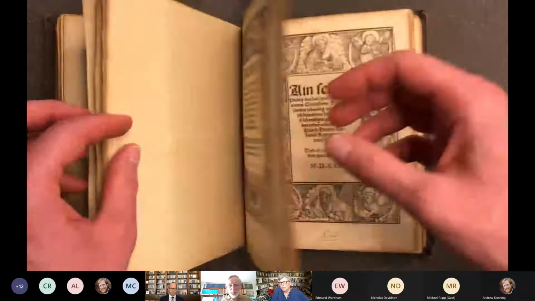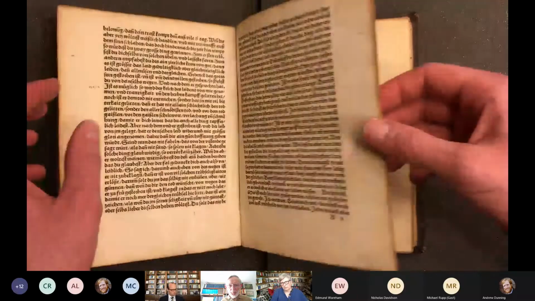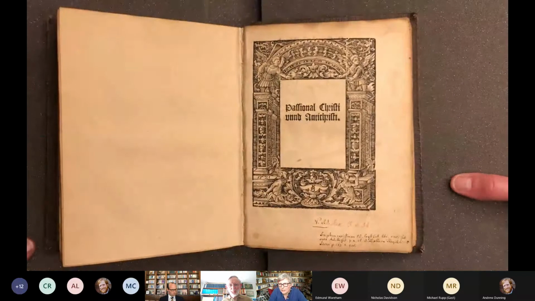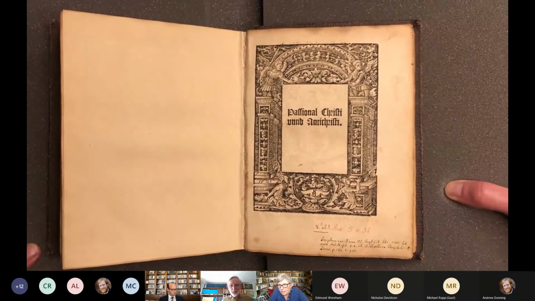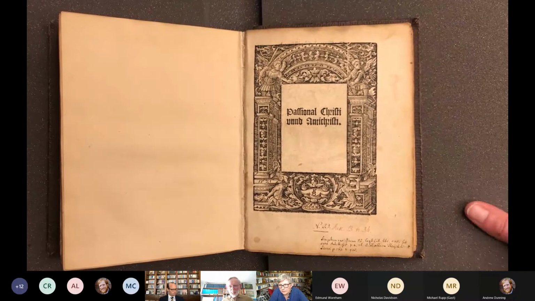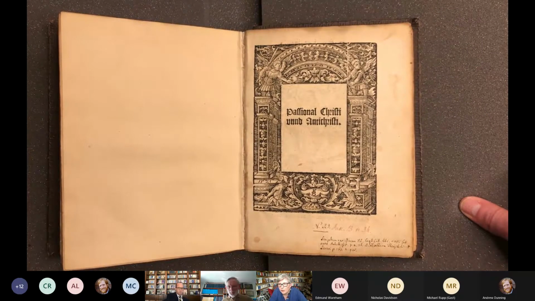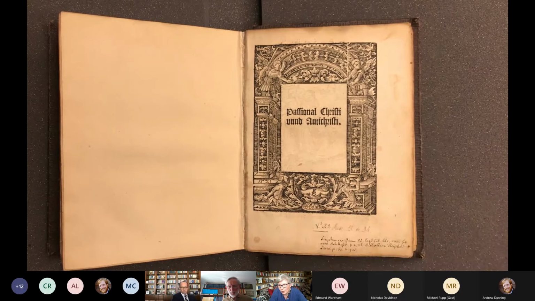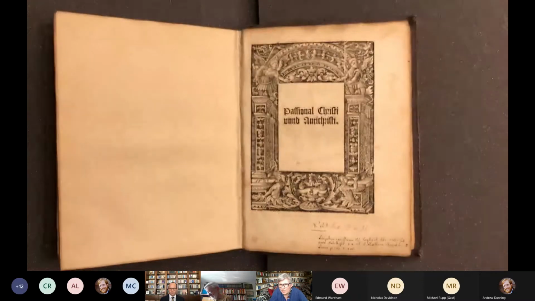All of these pamphlets are just a couple of quires normally, and there we have the Passional with an 18th century entry on its provenance, which actually tries to claim it for Luther, a myth that was debunked early on, and which Ed also discusses in his introduction.